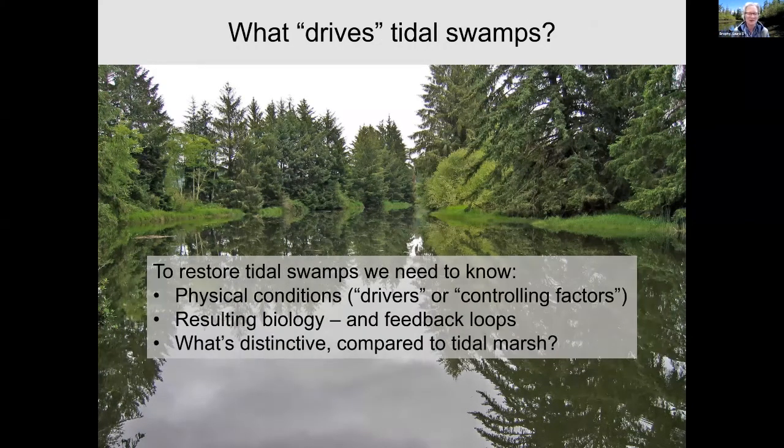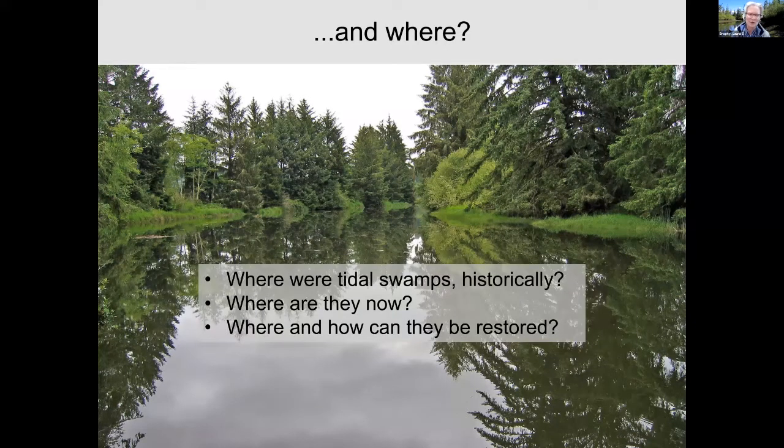So in order to restore swamps, we really do need to know what drives them. What are the physical factors that control where they're found in the landscape? What's the resulting biology in terms of both what grows in a swamp, what lives in a swamp, and the feedback loops that are found within these habitats? What's distinctive compared to tidal marsh? And also where were these habitats historically? Where are they now? Where can they be restored and how?